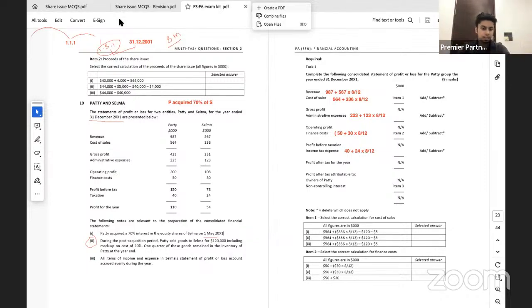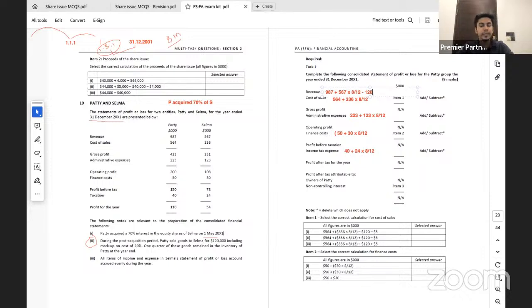Okay, right. So little bit check the first one. During the post-acquisition period, what does that mean? After the company was bought, Patty, who is the parent, sold goods to Selma for 120. So what happened there? Patty sold goods to Selma. If Patty is selling to Selma, what has to happen? For Patty, this is sales. So you go to sales and remove this and show minus 120.